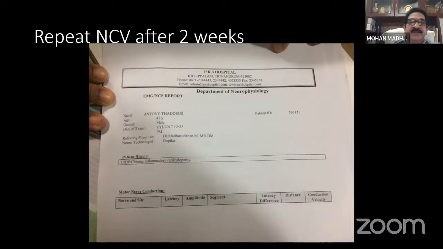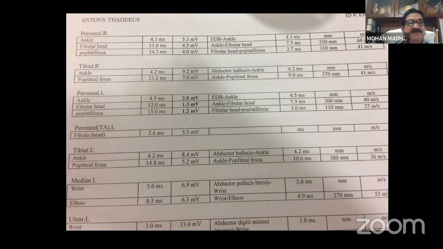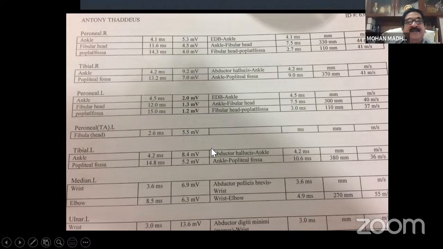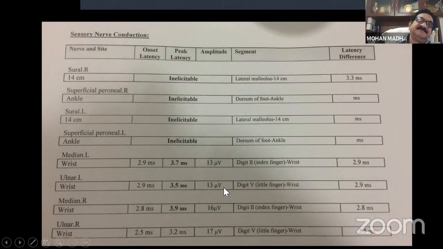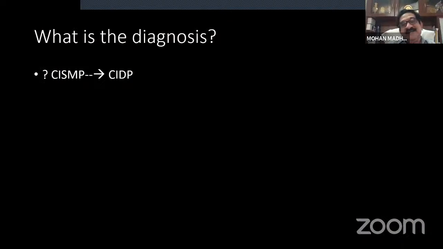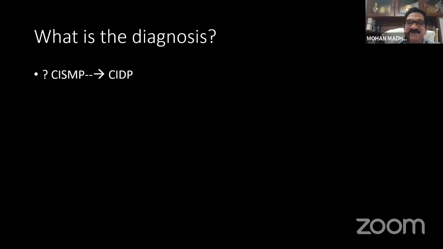Okay, so what I did, the repeat conduction now shows that the peroneal potential remains decreased, and now the sensory potential has become lost. The sural, which was initially insatiable, has now become absent. Now what is the diagnosis? The diagnosis becomes very simple. What was CASMB has now become CADP. Now the diagnosis becomes easy for you, because the sensory potential is also lost. Now you know that the lesion is distal to the ganglion.